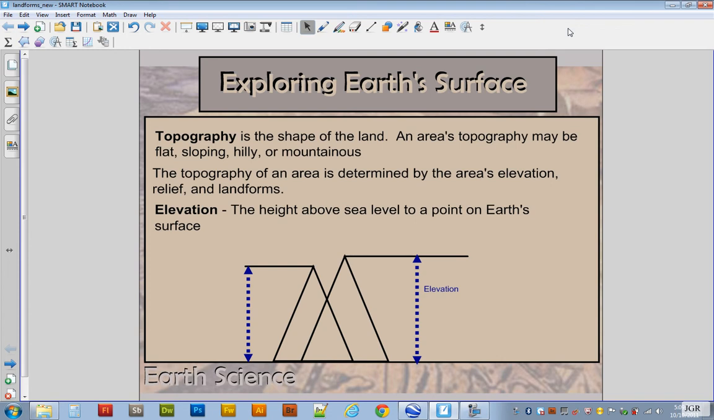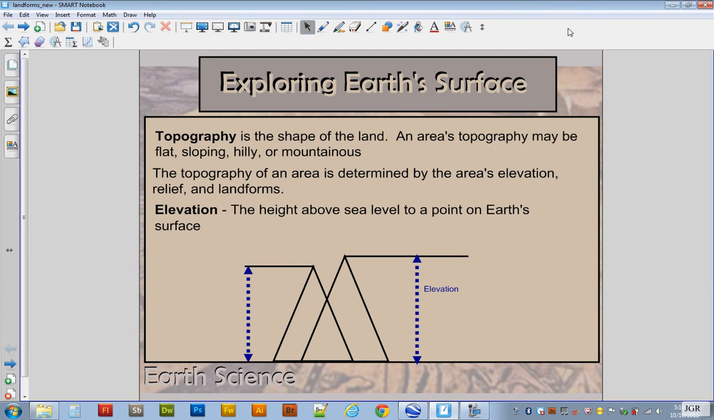When we first begin our study of earth science, we begin in the area of geology, and geology is the study of the earth and all the rock formations and the rock structures that are found on earth's surface. We start with understanding the different shapes that the earth has. So we look at maps, we look at something that's called topography of the earth. And topography of the earth is basically a look at the shape of the land. An area's topography may be flat, sloping, hilly, or mountainous.